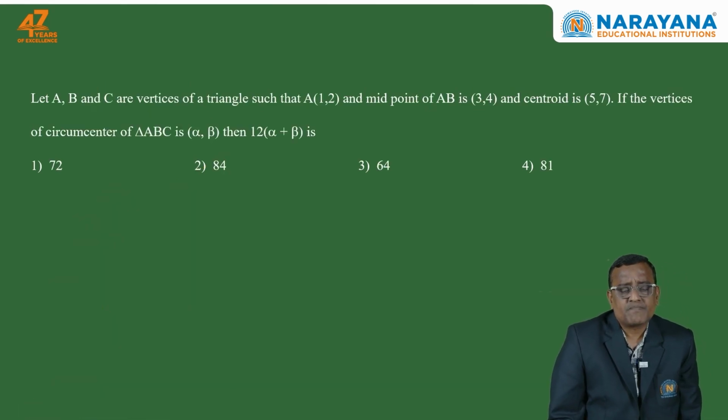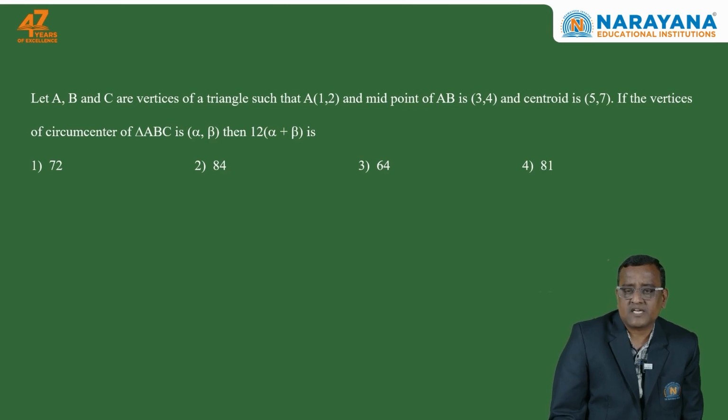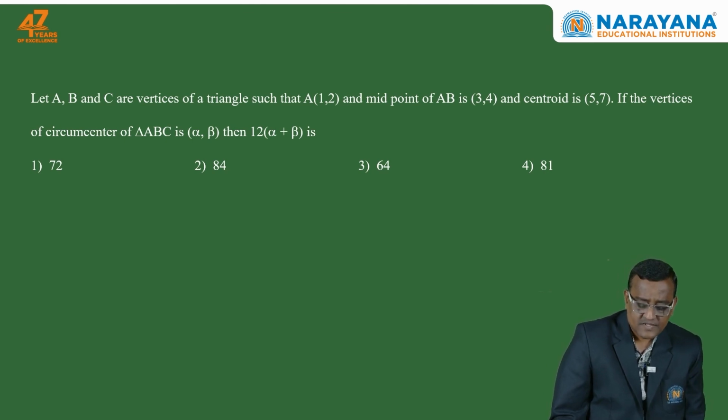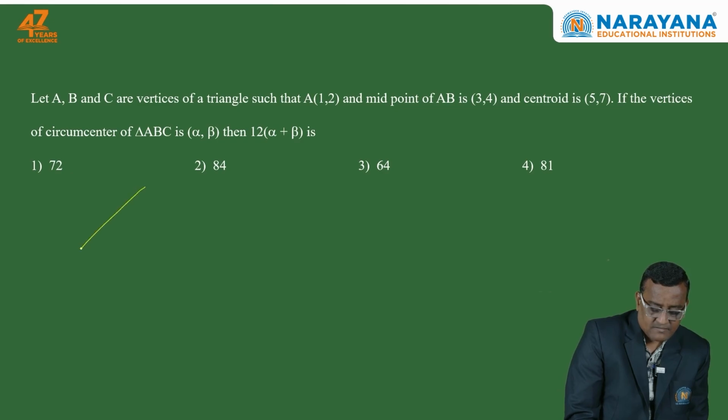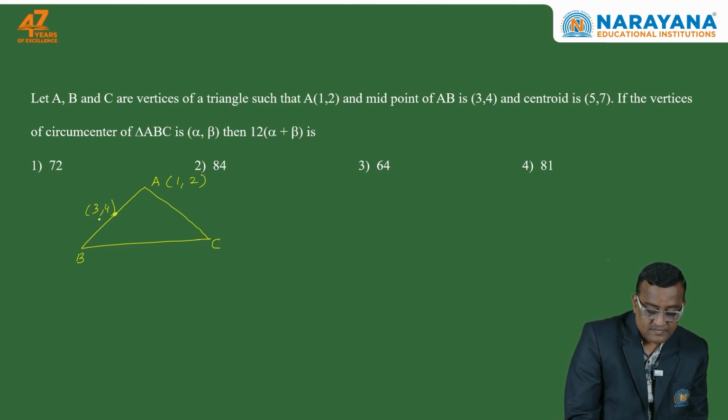A, B and C are vertices of a triangle such that A is (1, 2), the midpoint of AB is (3, 4) and the centroid is (5, 7). If the circumcenter of the triangle ABC is (alpha, beta), then find 12 times alpha plus beta. Here ABC is a triangle. This is triangle ABC. Given also that A is (1, 2). This is B and this is C. And also given the midpoint of AB, that is (3, 4). And given the centroid, that is (5, 7).